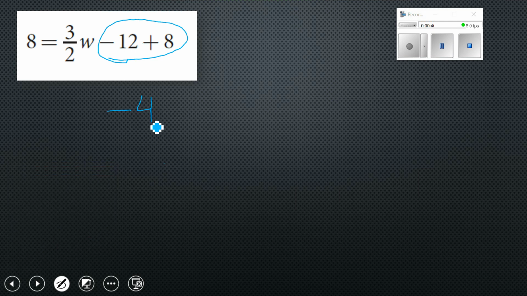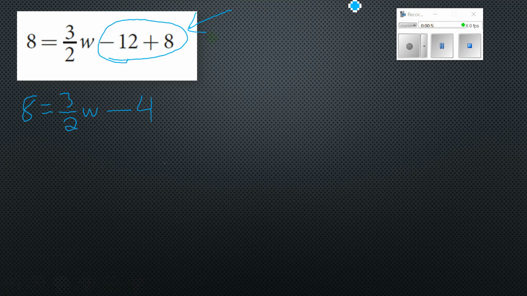So we're going to rewrite our equation as 8 equals 3/2 w minus 4. So in essence, we've just combined our two like terms. So anytime you have like terms on one side, go ahead and combine those first.